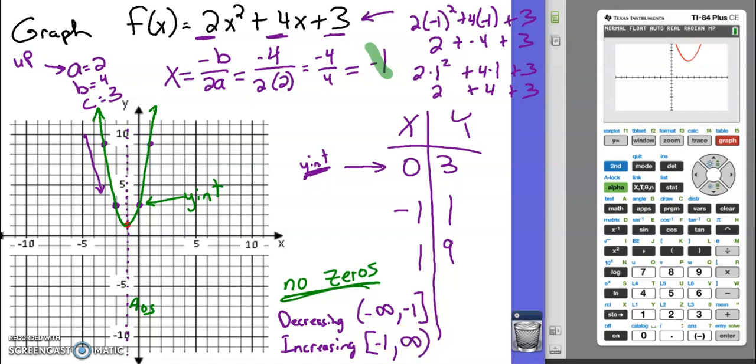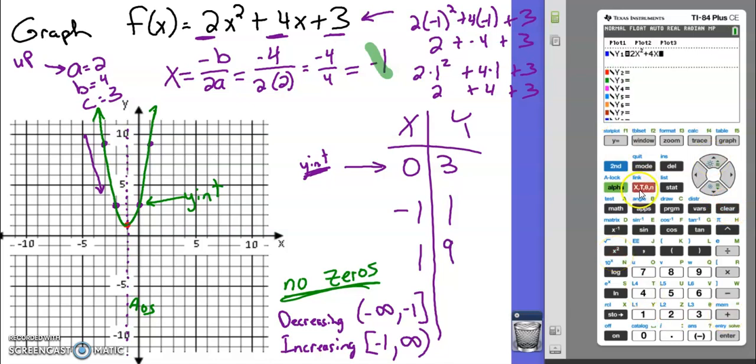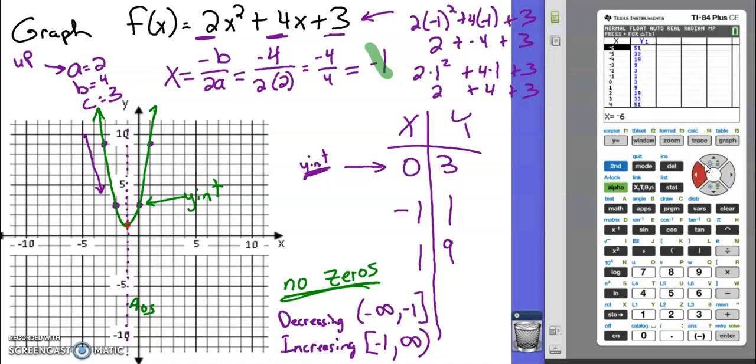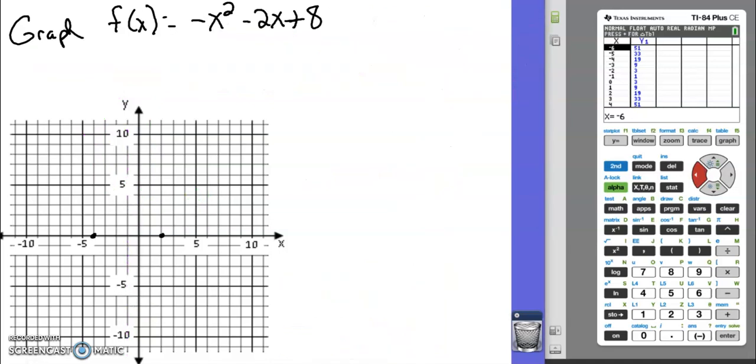All right, so let's go ahead and graph. And by the way, you can always verify that if you want to go to the calculator and verify the functions of 2x squared plus 4x plus 3, and then push graph. And you can verify the parabola, go to the table, and verify the table values as well. All right, so let's look at this function right here.